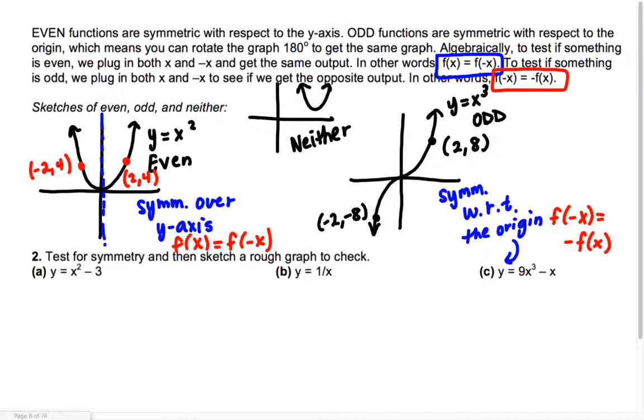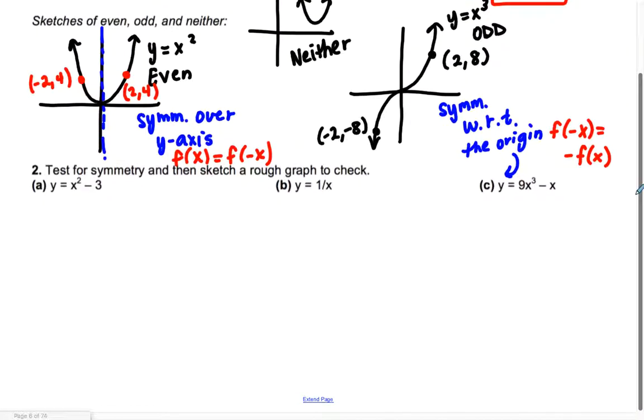So we're going to test for symmetry and then sketch a rough graph to check. Okay. So we didn't really test for symmetry in Algebra 2, but we did kind of mention even and odd. But if you were testing for symmetry, we want to know what happens when I plug in both x and negative x. Okay, this is always hard for students. So when I tutor students, what I show them is plugging in like 2 and negative 2.